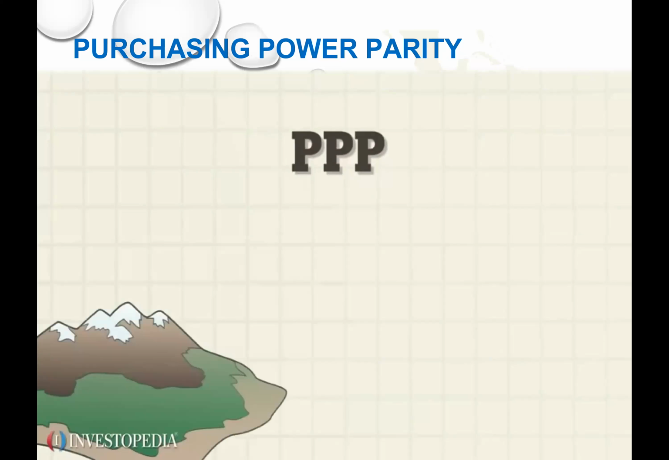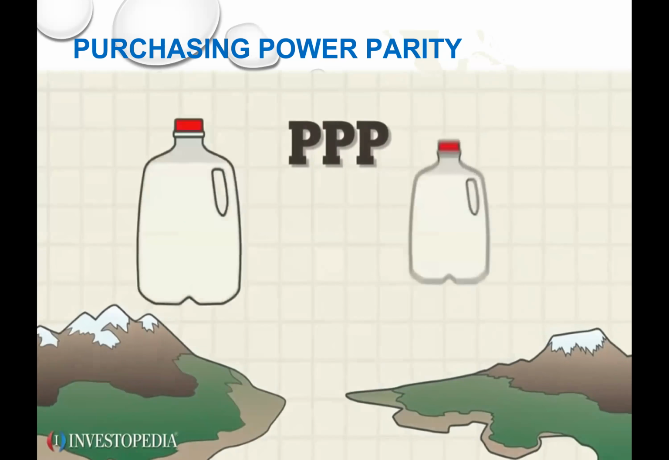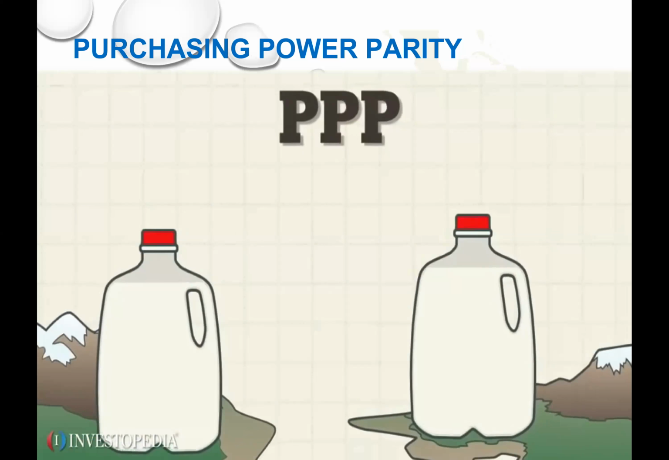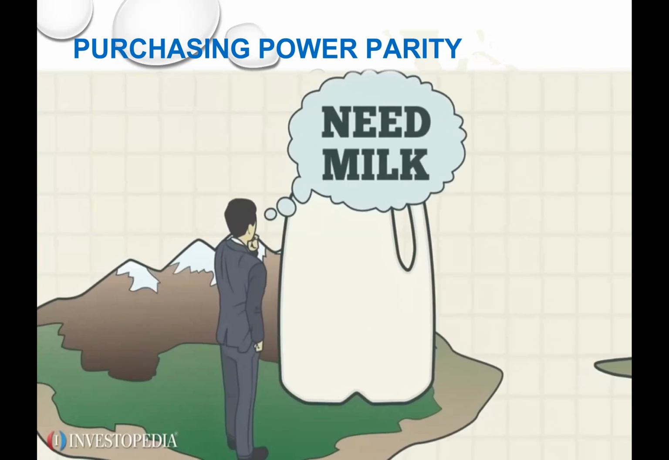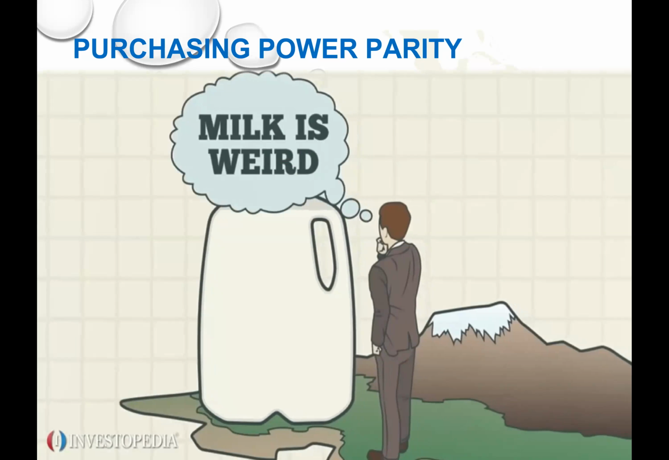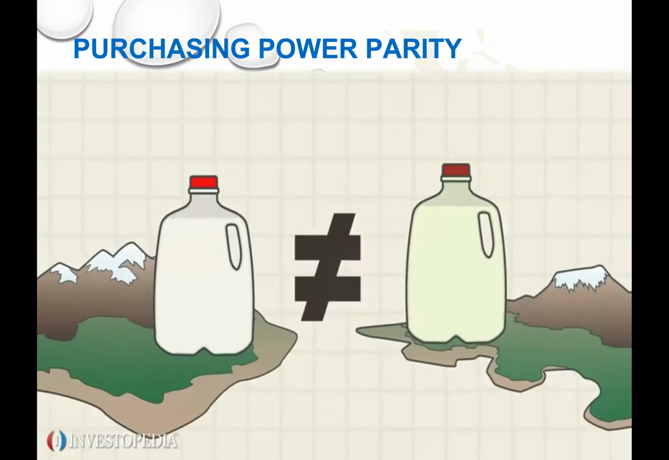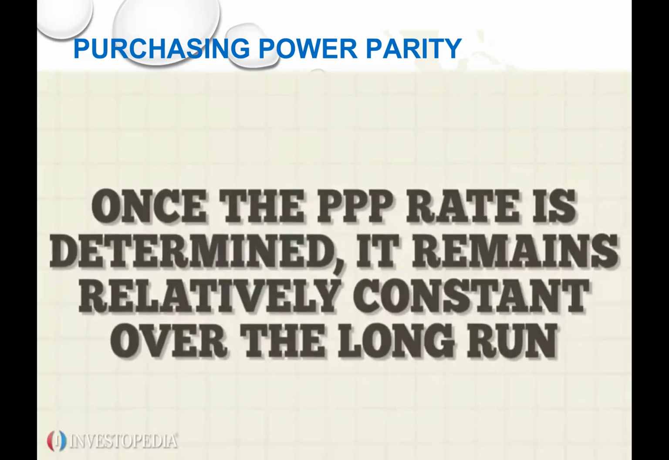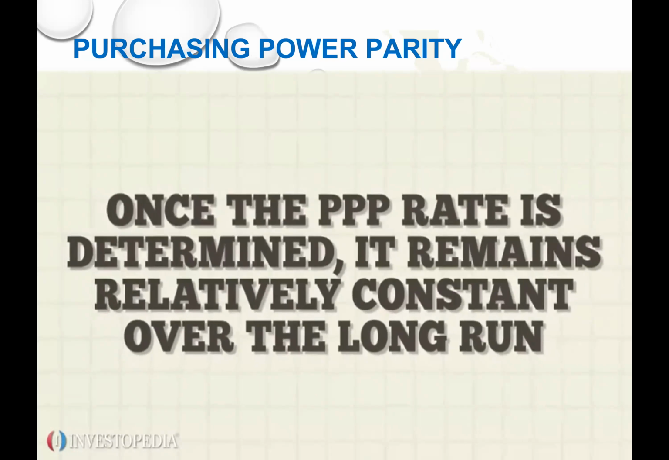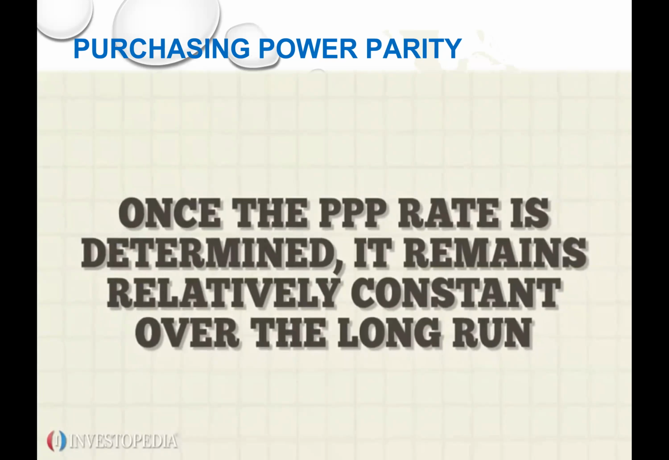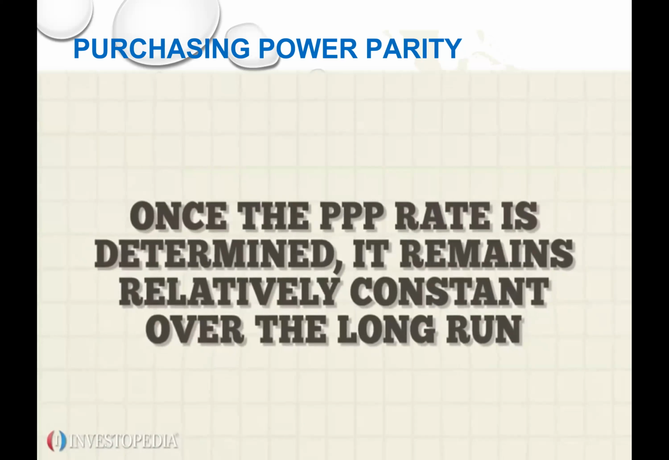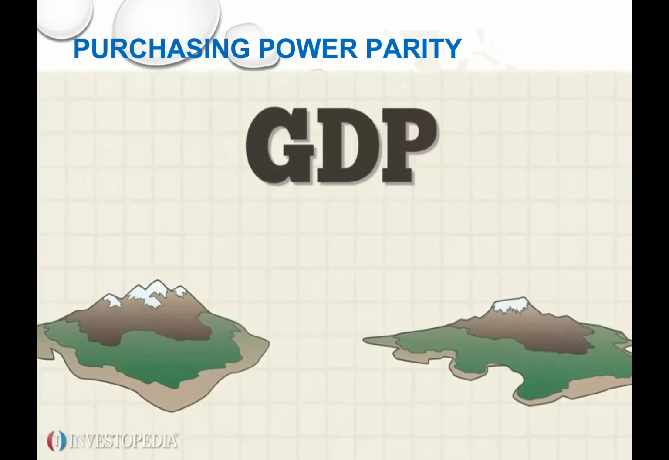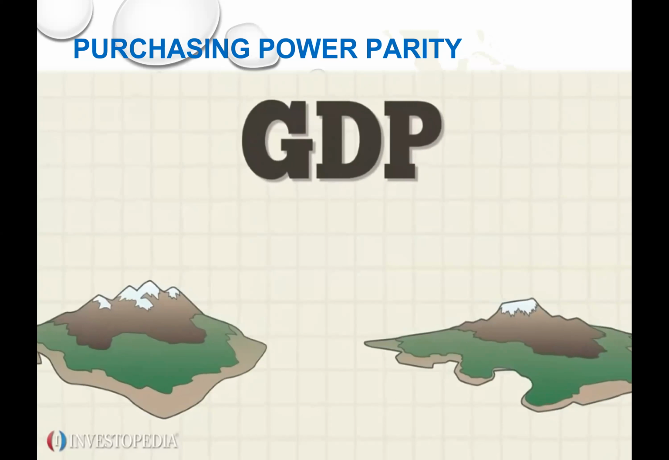PPP rates are determined by comparing the prices of identical items in different countries. PPP rates are often difficult to determine because of differences in purchasing habits among the citizens of different countries, unequal quality of goods in those countries, and differences in each country's economy. But once the PPP rate is determined, it remains relatively constant over the long run. PPP is often used to make more accurate comparisons between two countries' gross domestic product, GDP, than can be made when using market exchange rates.